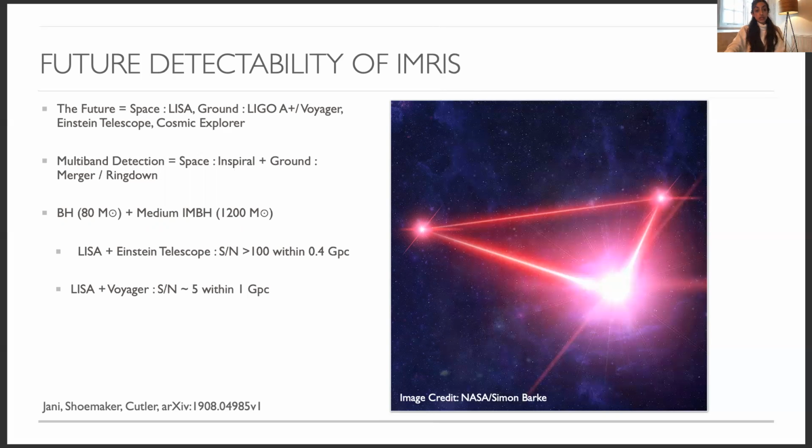Research from Janney, Shoemaker and Cutler showed that a merger of a black hole with a medium intermediate mass black hole should be detectable by LISA plus the Einstein Telescope with a signal to noise of greater than 100 within 0.4 gigaparsecs, or with a signal to noise of approximately 5 within 1 gigaparsec if using Voyager. Whereas a merger of a larger black hole with a heavy intermediate mass black hole can be detected with LISA plus the Einstein Telescope out to 230 megaparsecs. So a reference to this paper is given here should you want more details on detectability ranges.